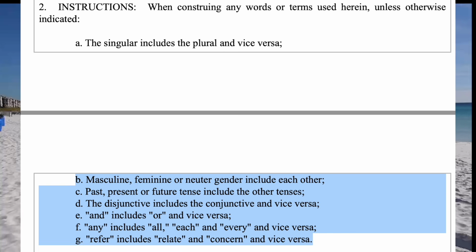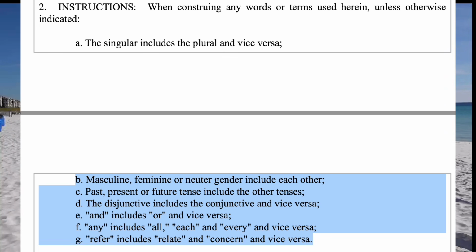Once we're through with the definitions, we move on to the instructions. Instructions are things like, when construing any words or terms used herein, unless otherwise indicated, the singular includes the plural and vice versa. Masculine, feminine, or neuter gender include each other. What that means is the masculine also includes the feminine, and the feminine also includes the masculine, and if there's no gender whatsoever, it includes both.